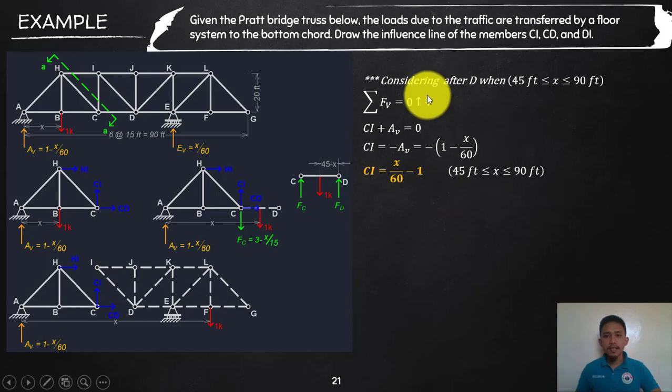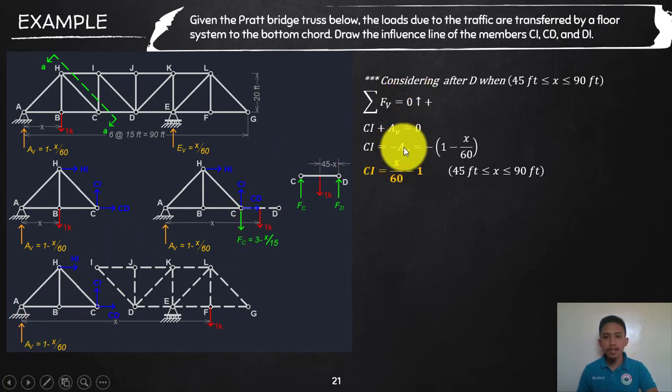So that's it. If we are going now to consider your load after joint D, that's already on the other side. So our distance there is 45 to 90, the rest. Okay, so the same thing, summation vertical, but still we are focusing on the side that I am considering. Okay, so going up is positive, that's only AB, and that's it. CI is also going up, and there is no other force to consider.